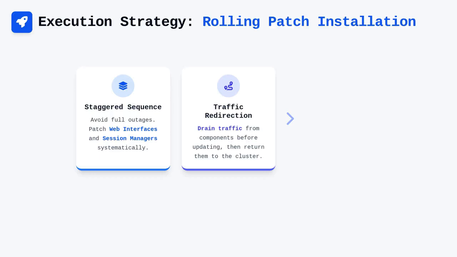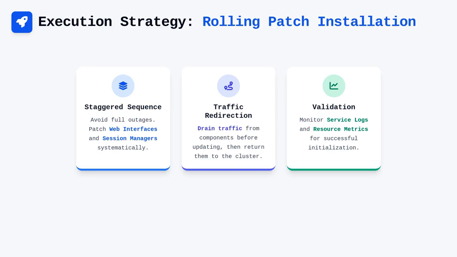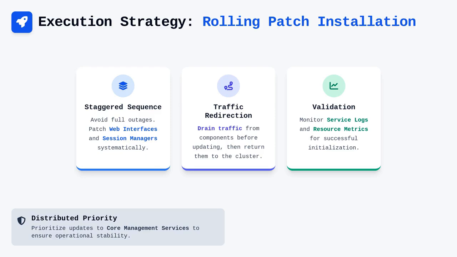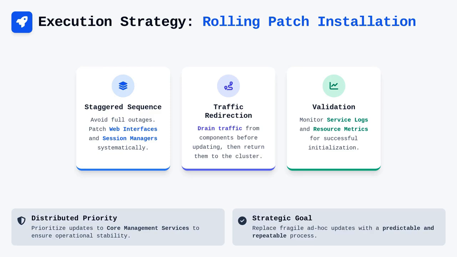During these installations, you must monitor the service logs and resource utilization metrics to ensure the software initializes as expected in its new state. If you are managing a distributed architecture with multiple policy engines, prioritize the updates to ensure that the core management services remain operational. The goal here is to maintain a predictable, repeatable process that avoids the fragility often associated with ad hoc updates in distributed systems.